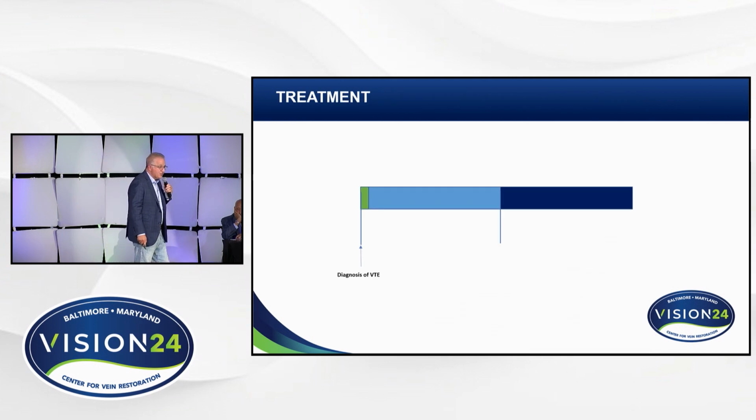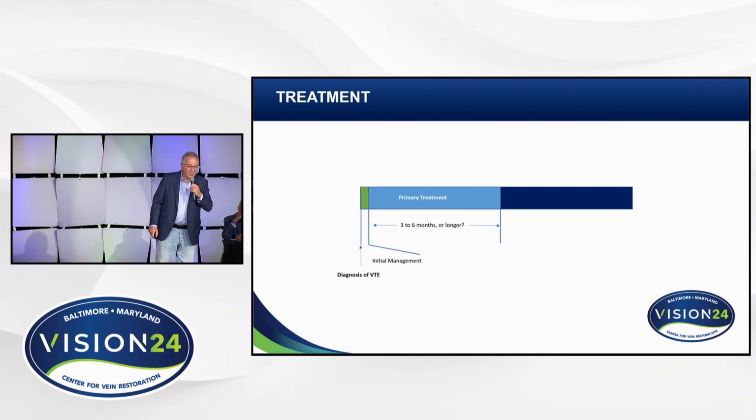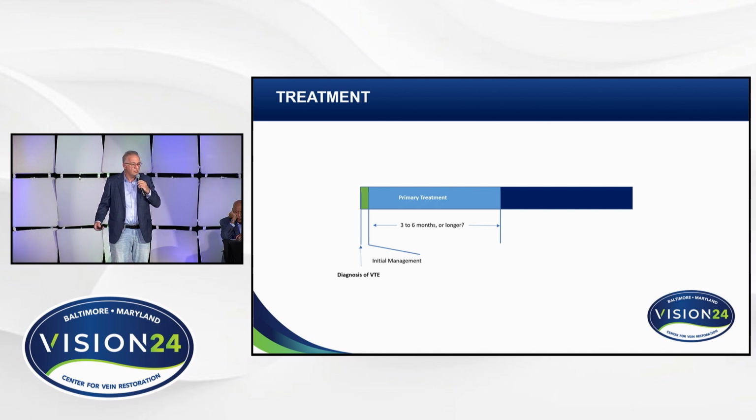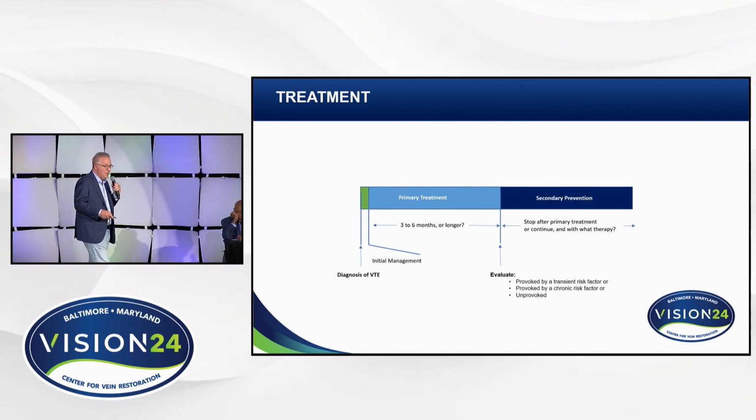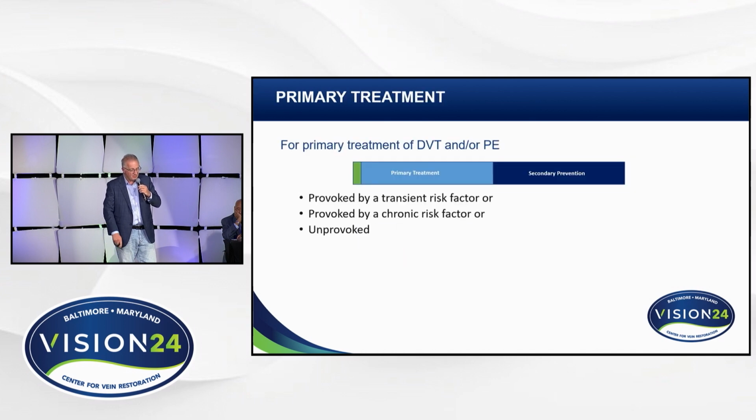So obviously, patient gets a VTE, you start your initial management, and your primary treatment is anywhere from 3 to 6 months, depending on which guidelines you look at. And this is standard across the line. Then the patient should be reevaluated, and based on what their initial presentation was with respect to risk factors, they determine what the secondary prevention is. Do you stop anticoagulation at 3 months, or do you continue for secondary prevention? So let's start off with primary treatment.